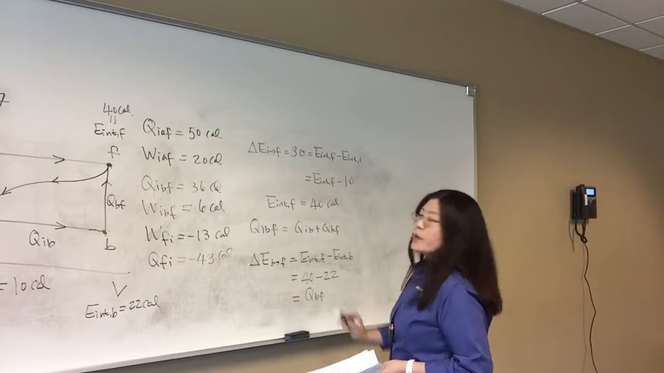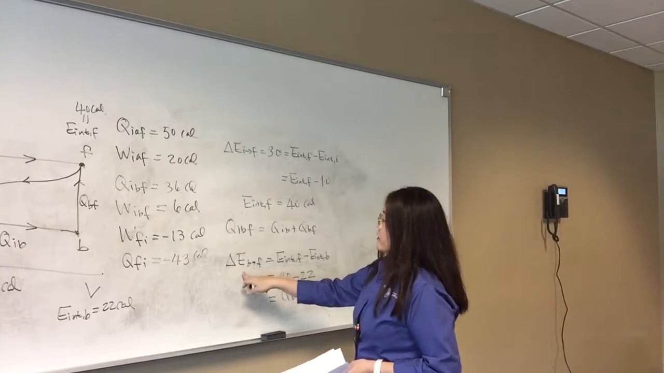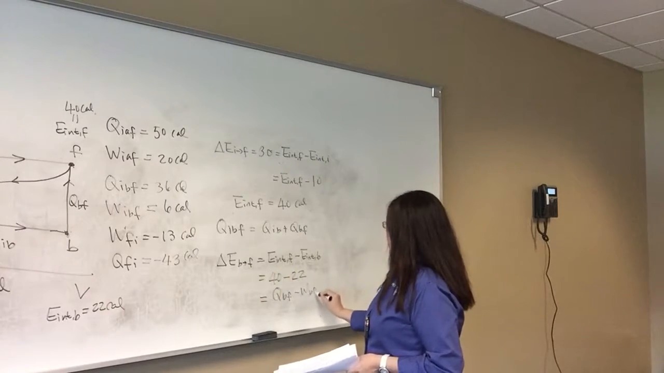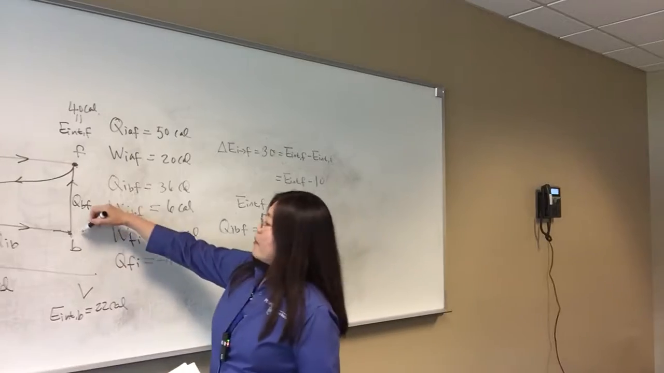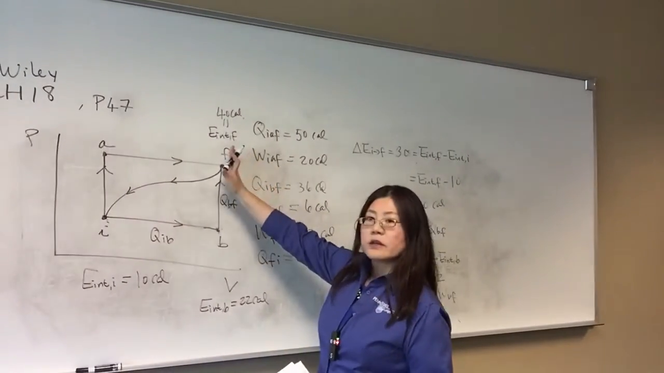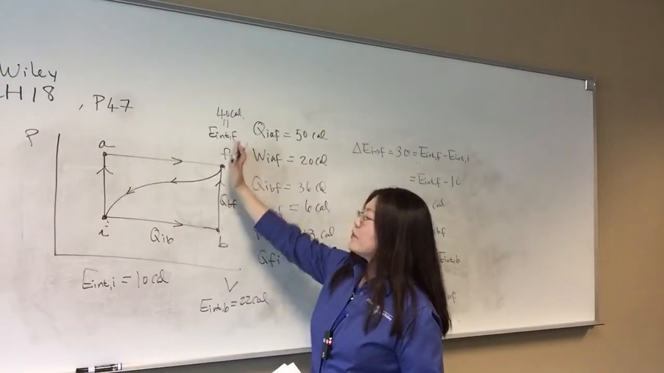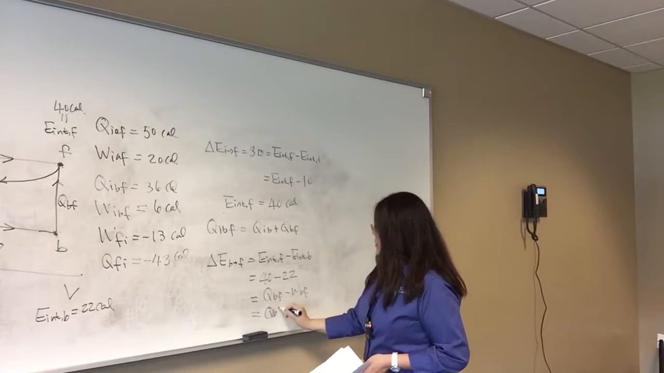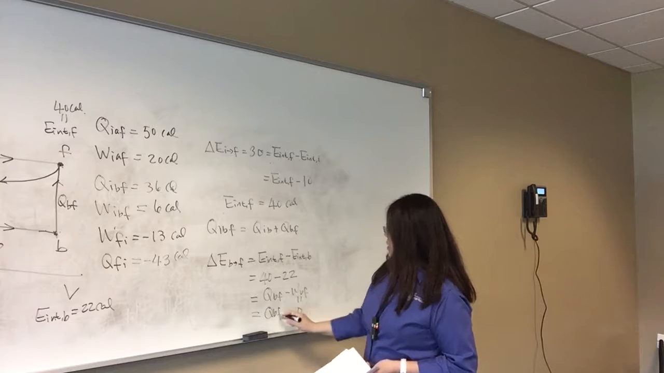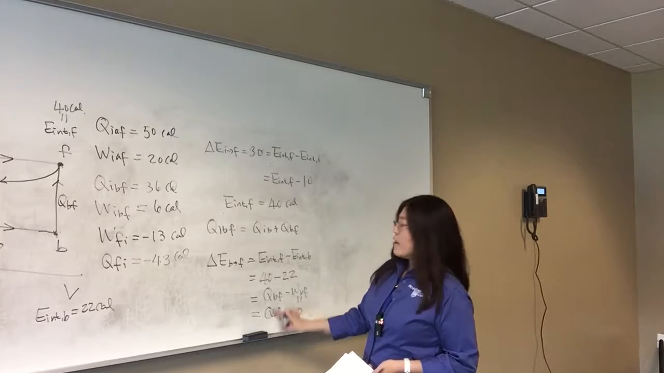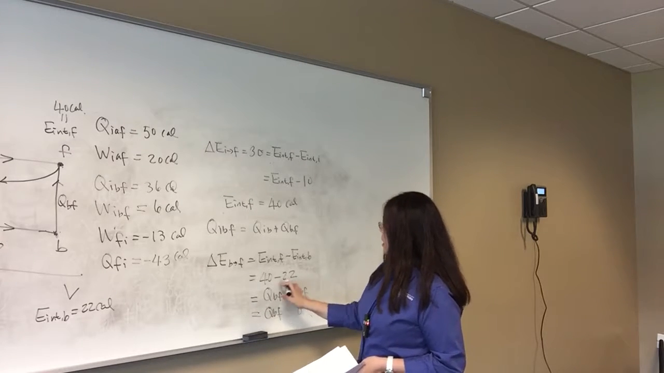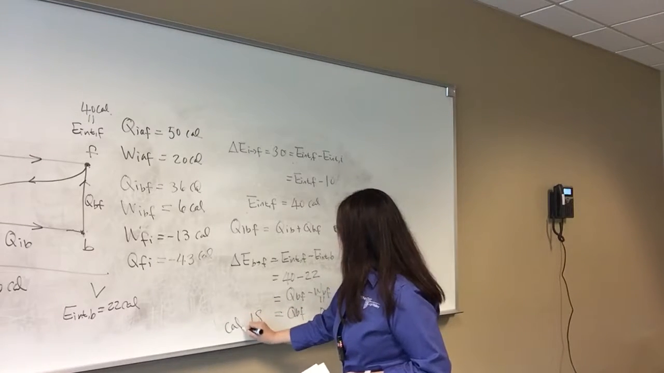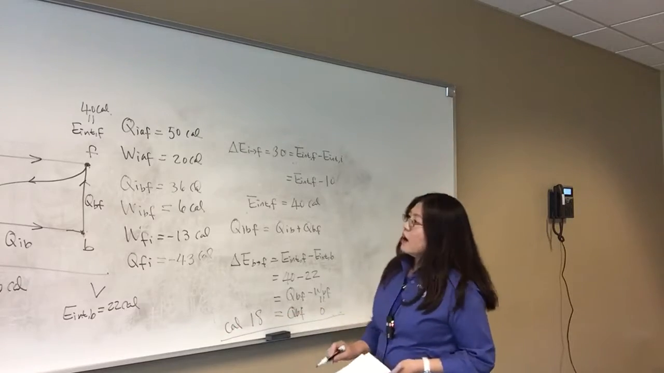Remember, that will be the first law of thermodynamics. The delta E BF is QBF minus WBF. Why do we want to do that? Because from B to F, there's no work done because it's a constant volume. So that is 0, meaning this would just be QBF. So your QBF would just be 40 minus 22. That will give you 18 calories. So this is how we calculate this.